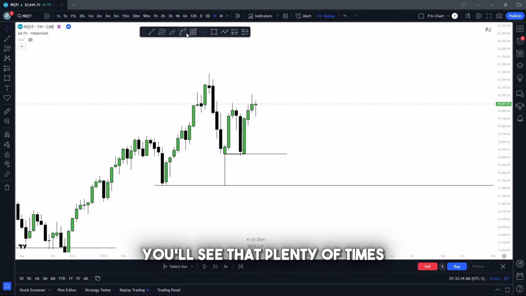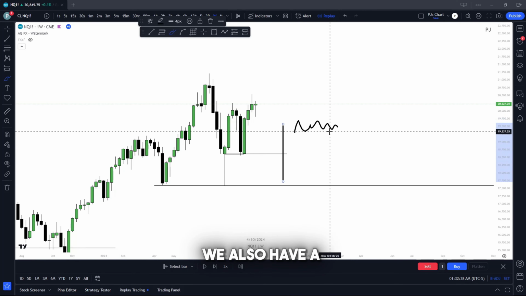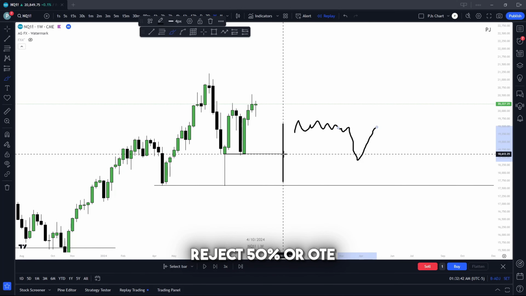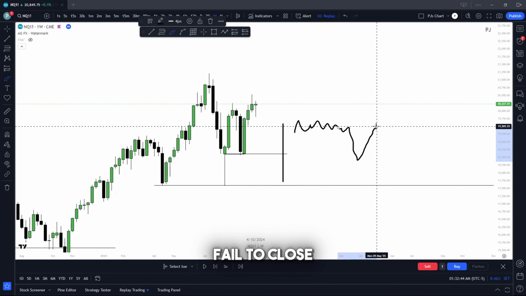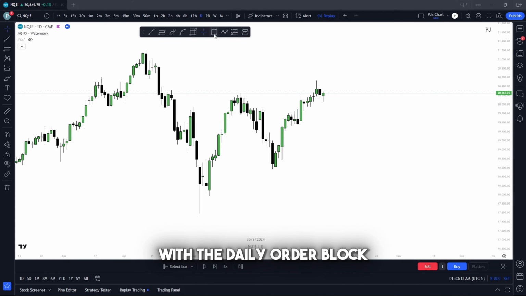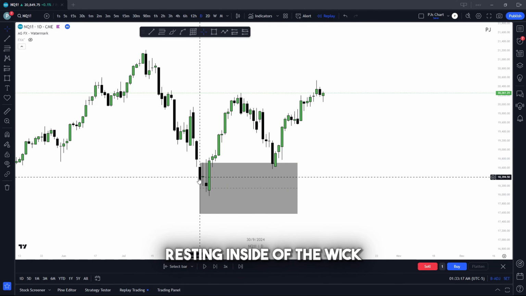You'll see that plenty of times where we have an accumulation. We also have a long wick over here, and we manipulate into the wick, reject 50% or OTE, fail to close, and then distribute through the high. Daily chart with the daily order block resting inside of the wick on the weekly chart.